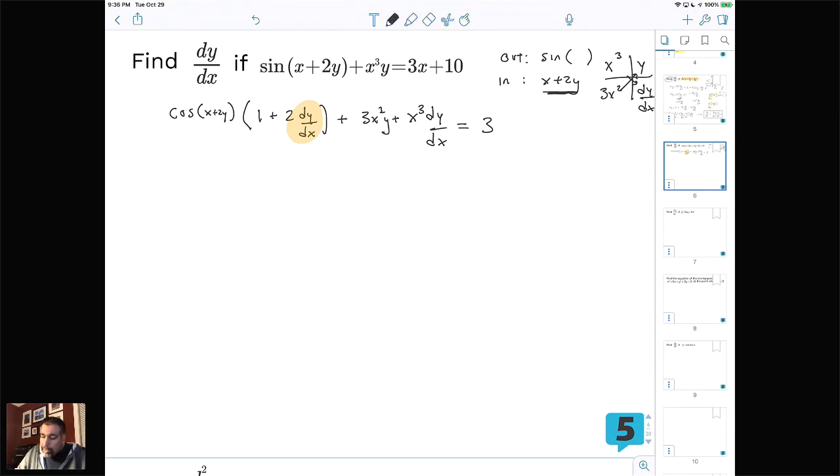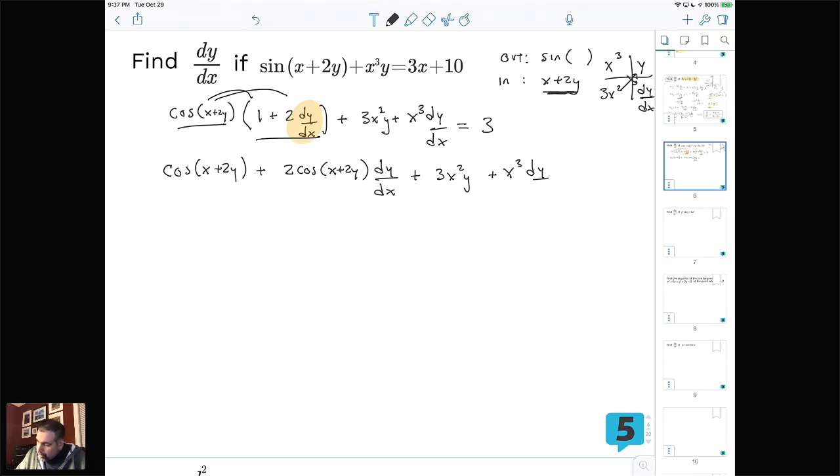So the way we're going to handle this is we're going to do exactly what the problem tells us. You've got a cosine factor times a binomial basically here. We're going to distribute. Okay, so when we do that, we're going to get the cosine of x plus 2y plus 2 times the cosine of x plus 2y times dy over dx. Okay, so I hope everyone sees that we're just making that 2 separate terms. Everything else in the problem is going to stay exactly the same. We're going to get 3x squared y plus x cubed dy over dx, and it's all going to equal 3.